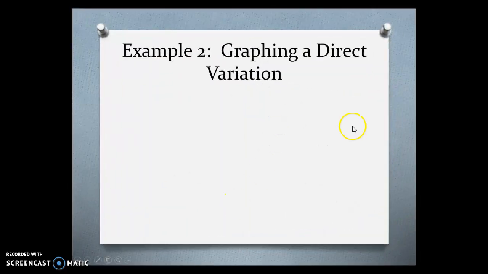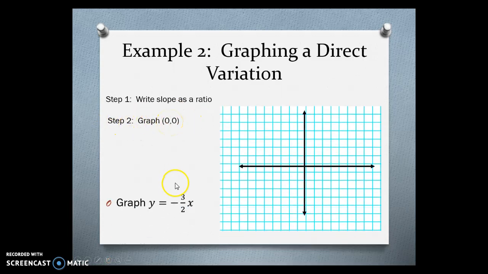All right, so graphing a direct variation. We want to write any slope we see as a ratio, which for the most part, when it's a fraction, you're already in a ratio. If it's an integer, then we're just going to divide it by 1. So negative 3 over 1 or 4 over 1 is just 4x or negative 3x. We're going to always plot 0, 0, and then we are going to use the slope to get our second point.